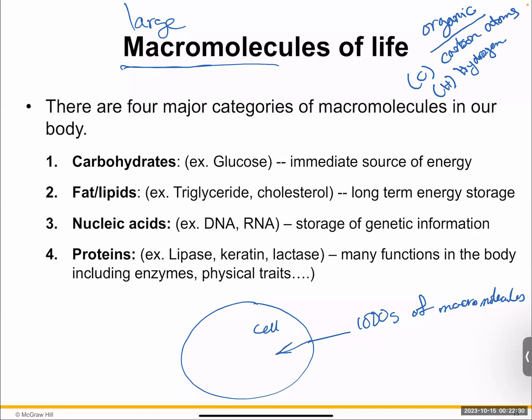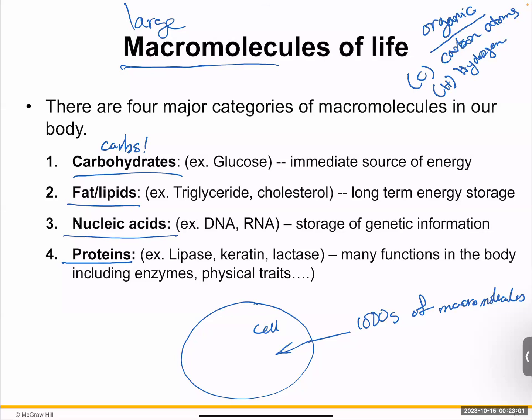Now, what are these macromolecules? We have carbohydrates, which in many cases we simplify to the word carbs. We have our fats and lipids. We have our proteins. And of course, nucleic acids, which is what this class is all about. So again, briefly talking about these four major categories of macromolecules we have.